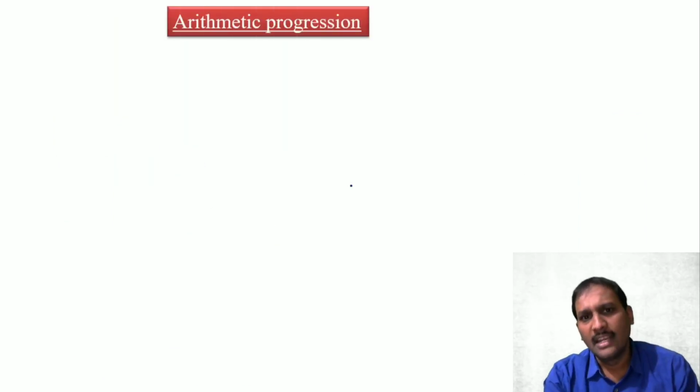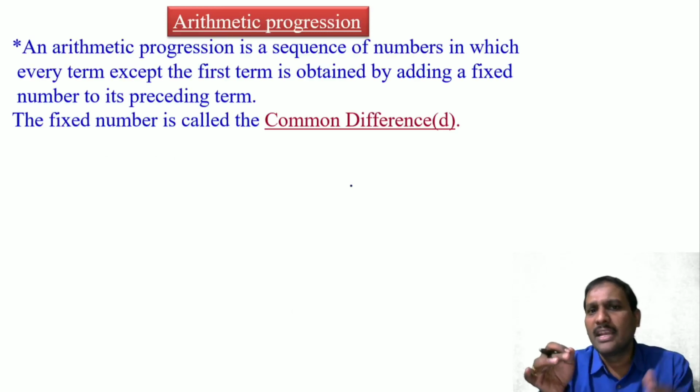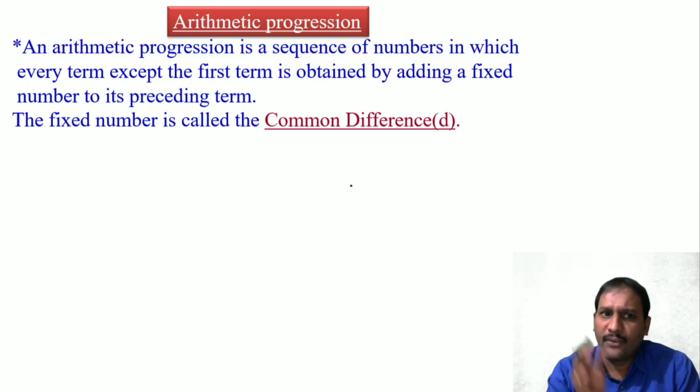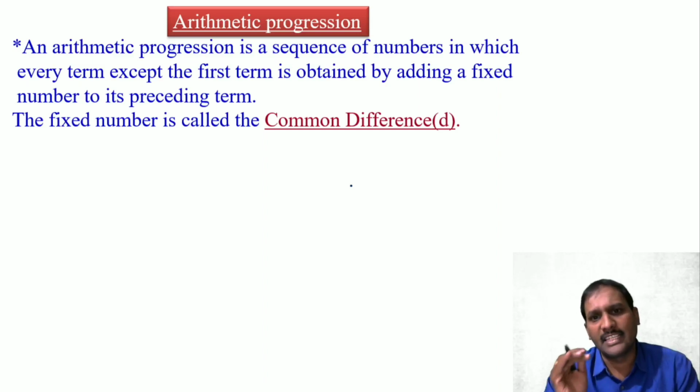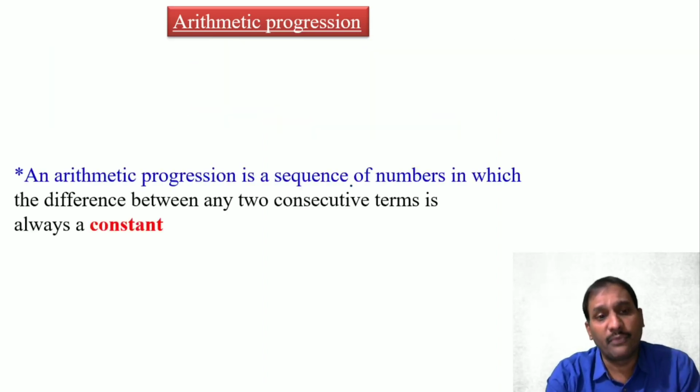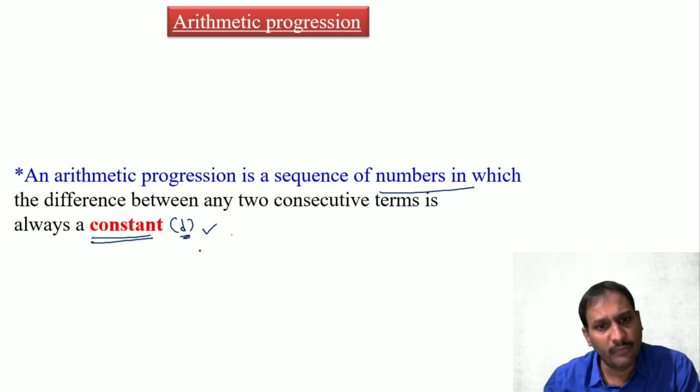So we have the definition of arithmetic progression. An arithmetic progression is a sequence of numbers in which every term except the first term is obtained by adding a fixed number to its preceding term, and that fixed number is called the common difference. It can also be defined as a sequence of numbers in which the difference between any two consecutive terms is always a constant. That constant is nothing but the common difference.